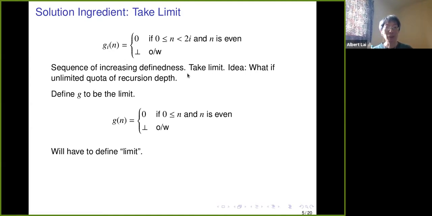So you would expect there's a way to define a notion of limit so that you can say, hey, take the limit of this sequence, and that will be exactly what you want, and that will be your mathematical model, which gives the prediction that we expect to make sense. G of n should be 0 whenever the input n is a non-negative integer and is an even number. And otherwise, G of n will be undefined. And we'll have to define what limit means.